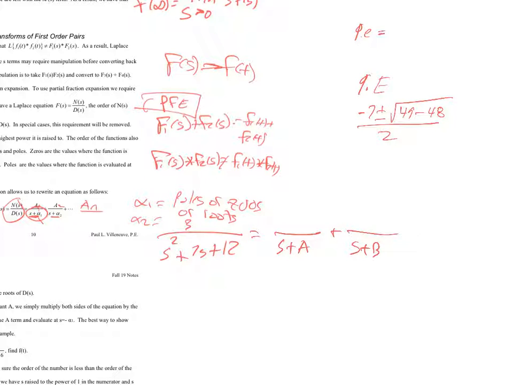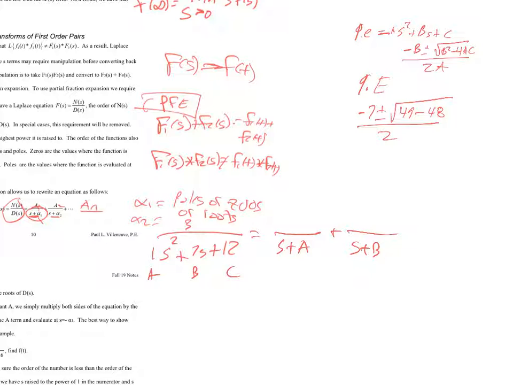Quadratic equation. If you have an equation that has as squared plus bs plus c, you can solve for the roots of that equation by going negative b plus or minus the square root of b squared minus 4ac all over 2a. That's the quadratic equation that you probably learned in algebra 2, maybe. So it might be a while since you were exposed to it.